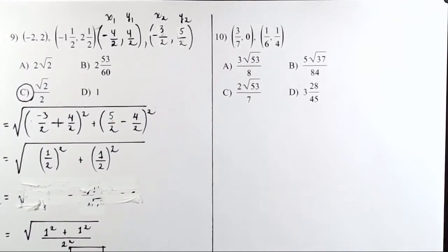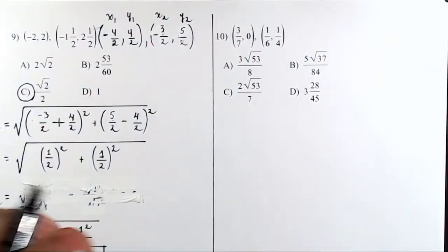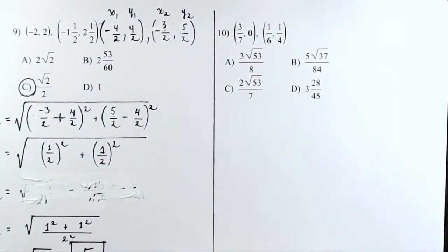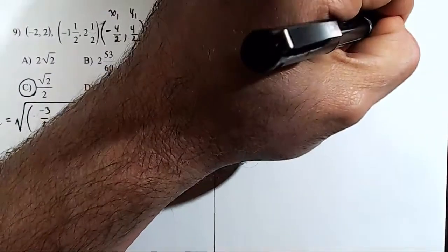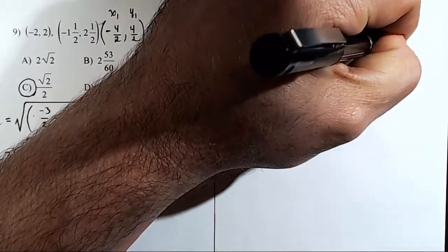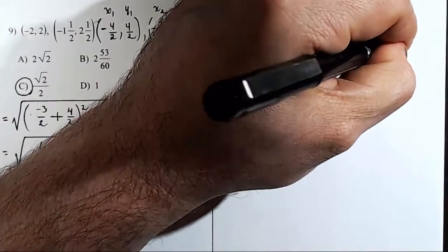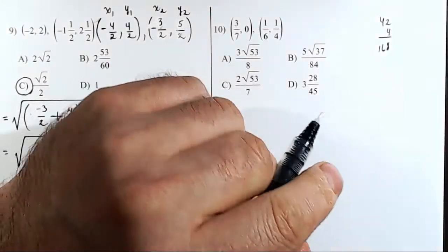And number 10. There's nothing to convert here, but I do need to find a common denominator. 7, 6, and 4. I'll just multiply them together. It's going to be 42 times 4, 168. There's got to be a smaller one.